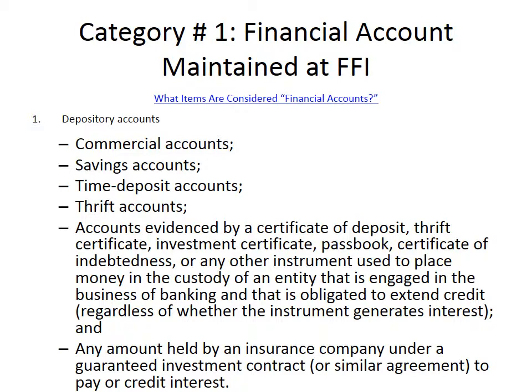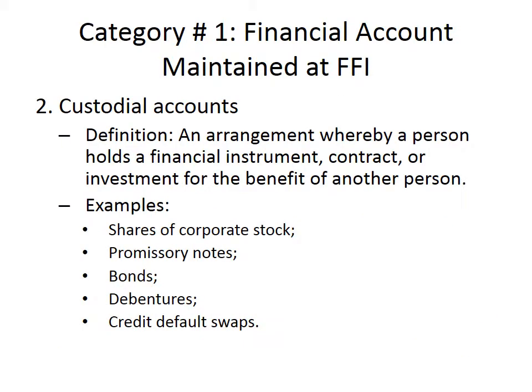Let's move to number 2, our second item, custodial accounts. Let's begin with a definition of custodial accounts. A custodial account is nothing more than an arrangement where a person holds a financial instrument, contract, or investment for the benefit of another person. Examples include shares of corporate stock, promissory notes, bonds, debentures, and credit default swaps.